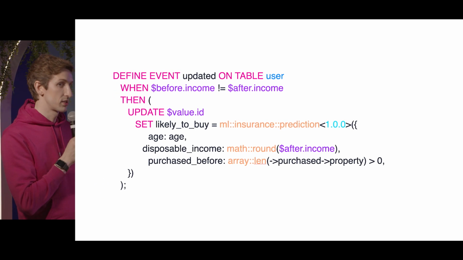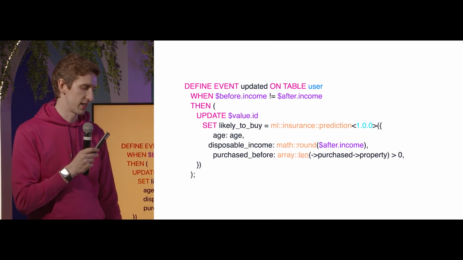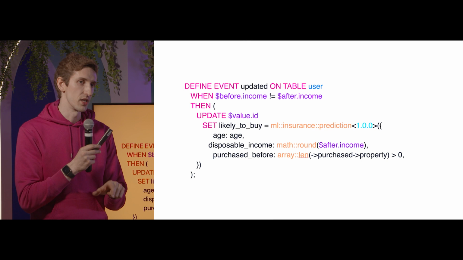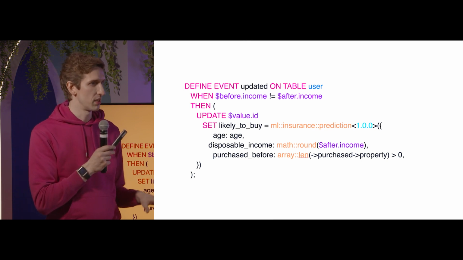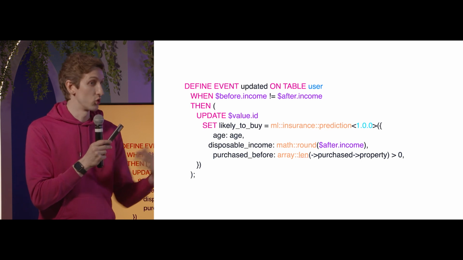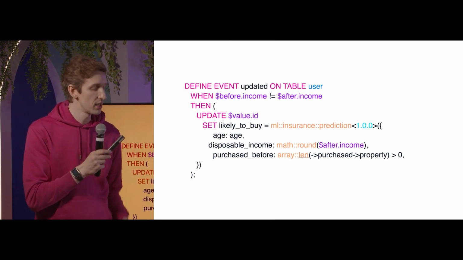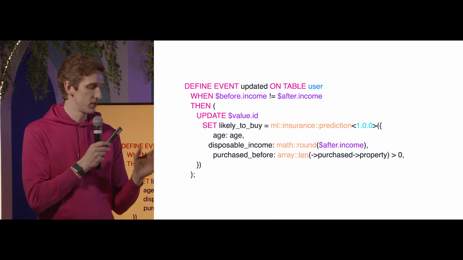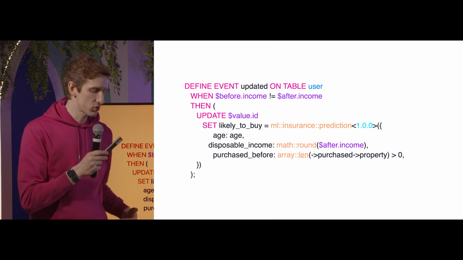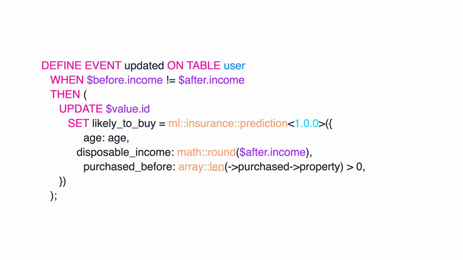Now our when clause limits the behavior of this event and says only when the income of a user is not the same as before. So if they're newly created, the income will not be the same as before, because before it didn't exist, so it will be triggered. If the user's income is increased or decreased, then this event will trigger as well.